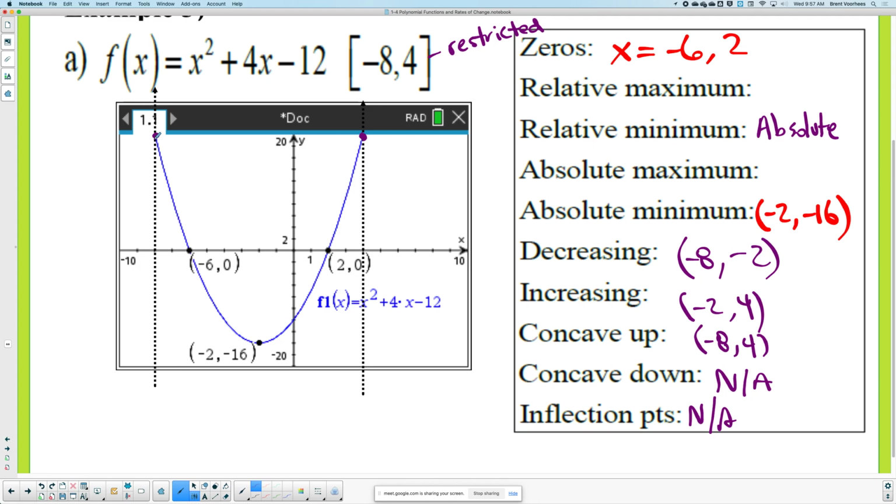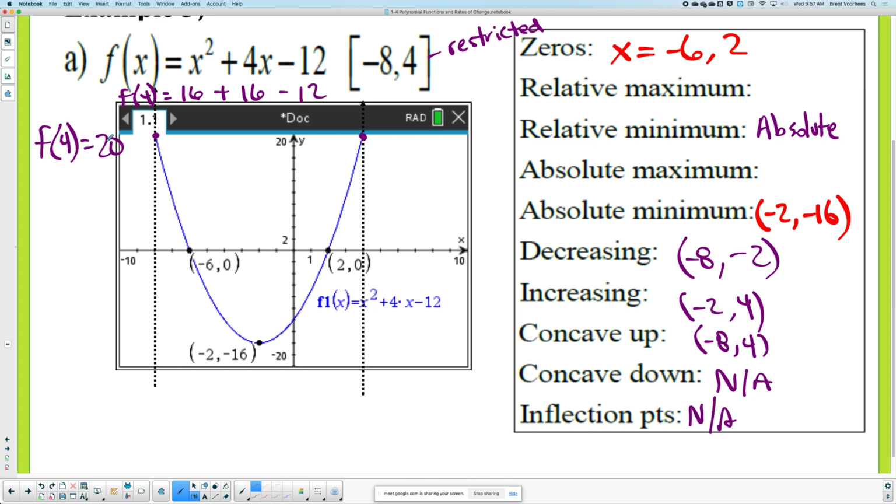20. 20. We're going to check real quick. Let's plug in a number. What is 4 squared? We're going to do f of 4 to make sure it's 20. F of 4, let's see what that equals. What is 4 squared? 16. Okay, remember that this is 16 plus, what's 4 times 4? 16 minus 12. What's 16 plus 16? 32 minus 12? 20. So we were correct.